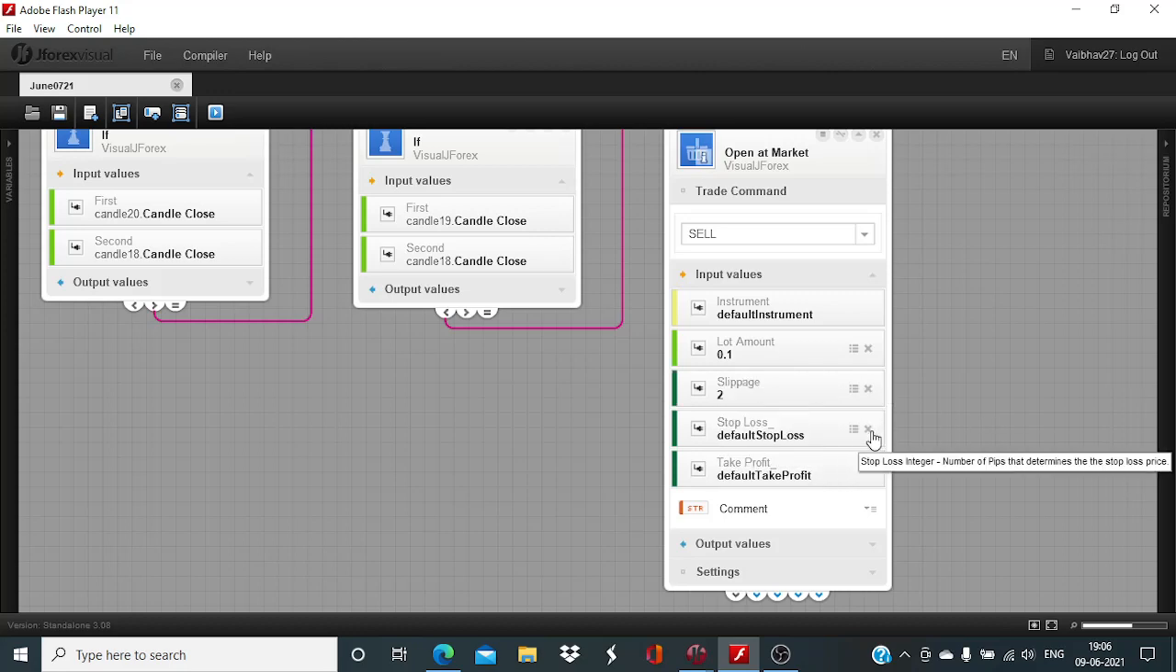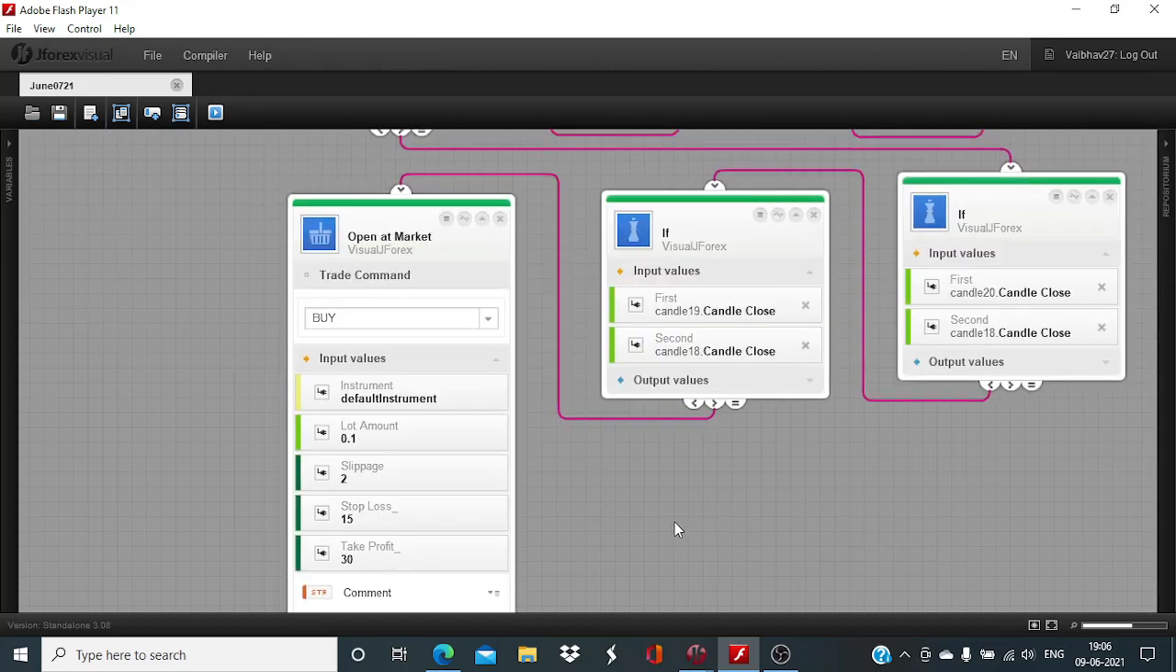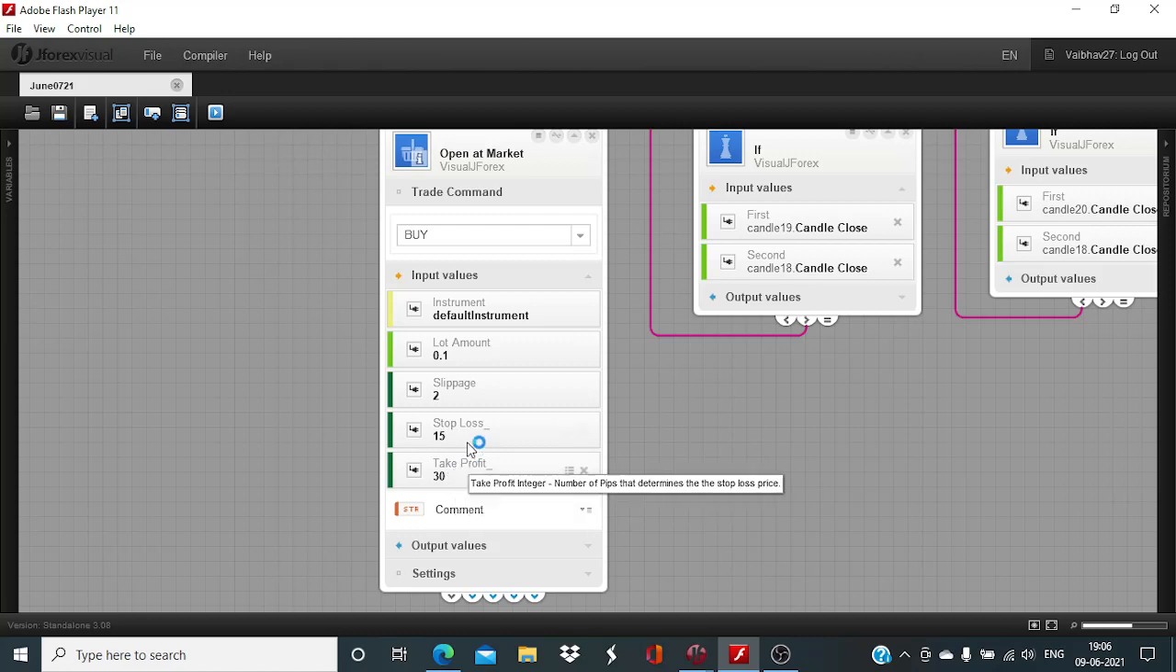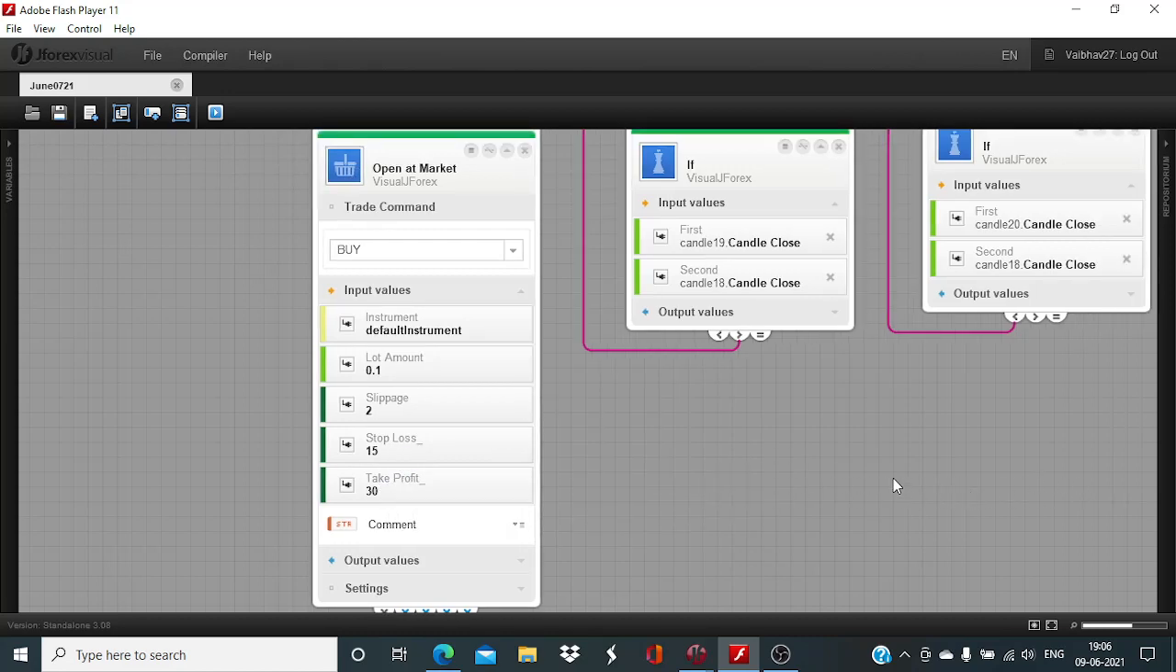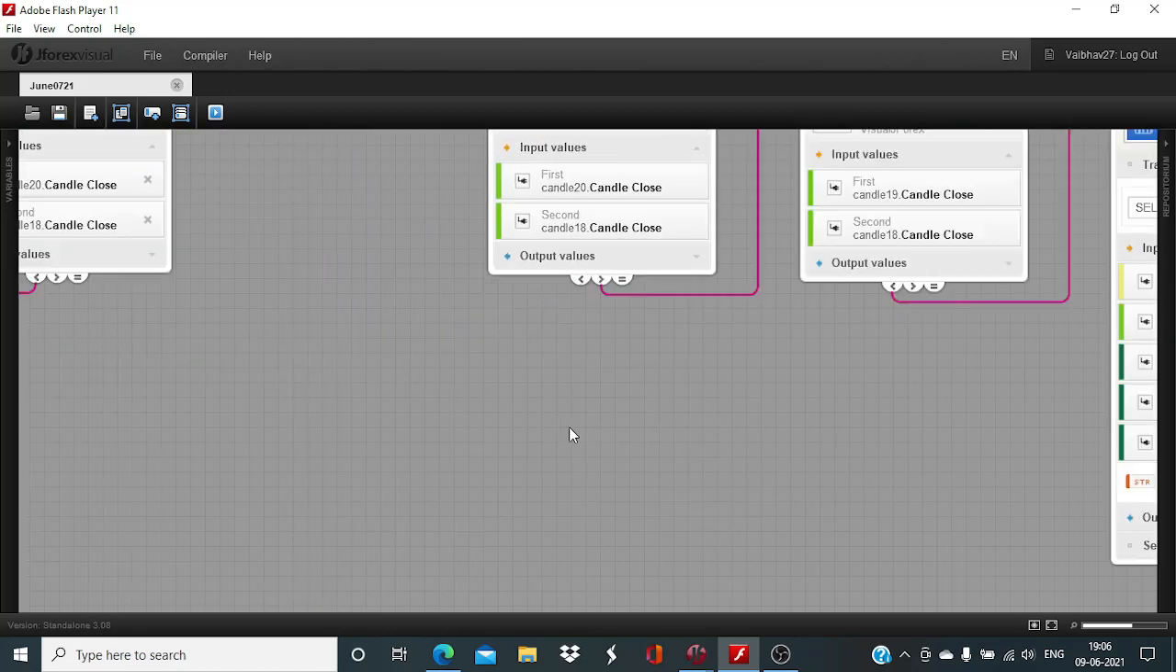Stop loss is going to be the combination of 15 and 30. Just let me check one more time. Yes, this is the combination which we had also used for the buy side.